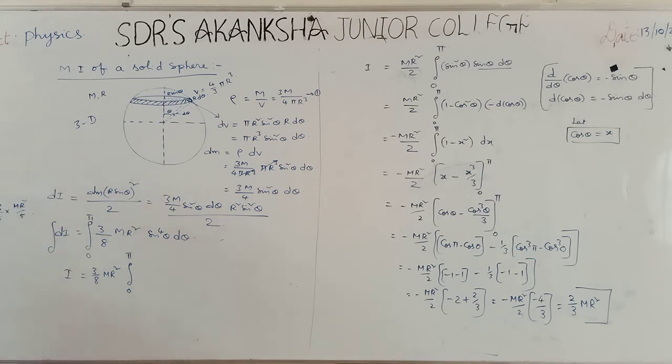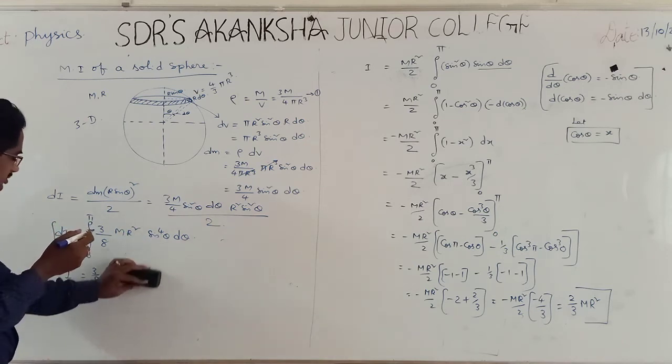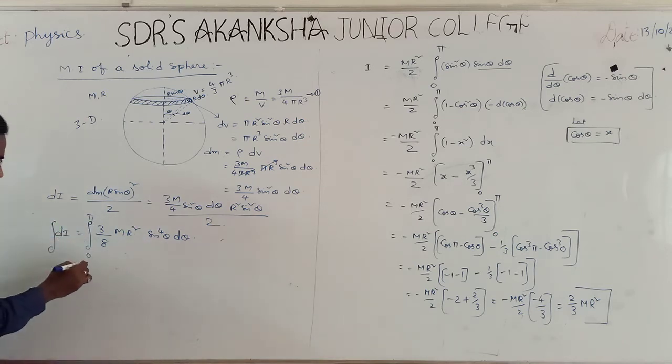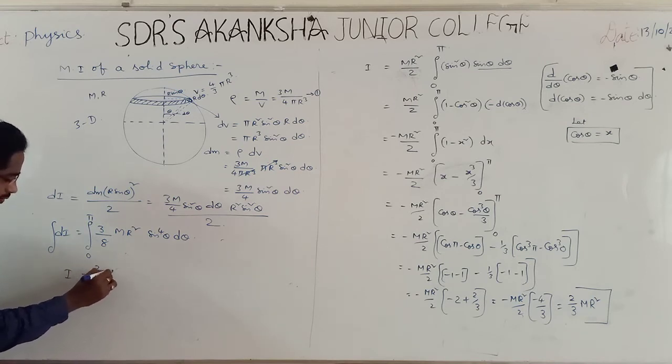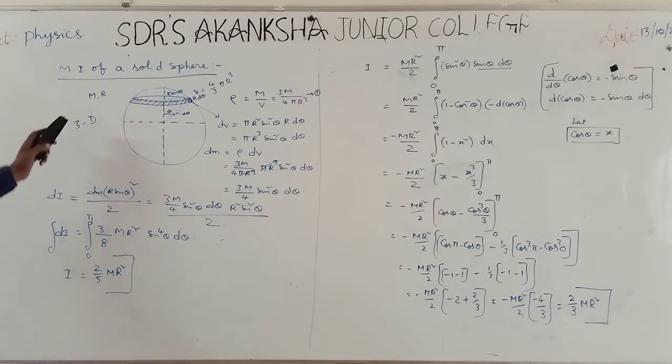Okay. If you solve this one by substituting the data here, totally we are getting the answer 2 by 5 mr square for this one. This is the way of getting the answer. This is the moment of inertia of a solid sphere.